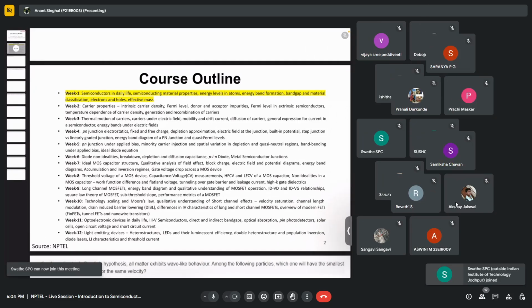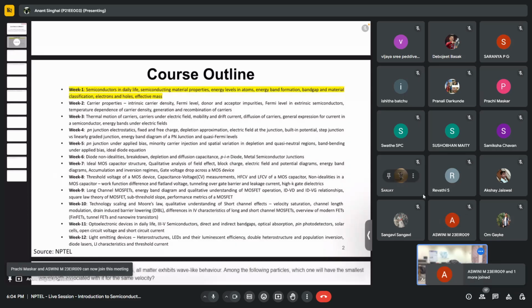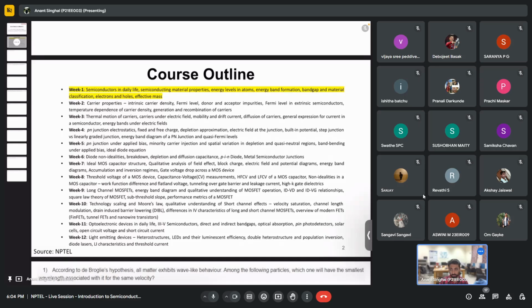Yeah. So we'll be starting with a very basic topic from week one, which is some of the energy level topics such as the photoelectric effect, the de Broglie wavelength, and the uncertainty principle, which are taught to you in the initial classes, and which basically lay the basis of this particular course.